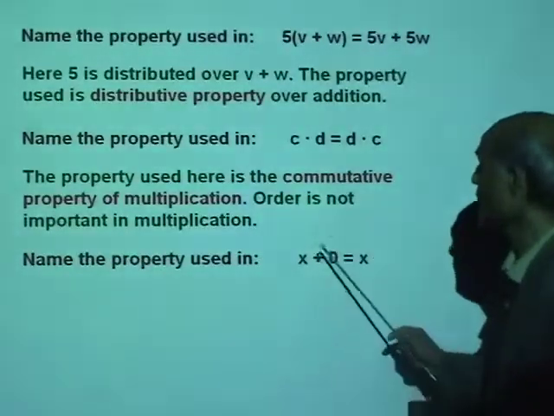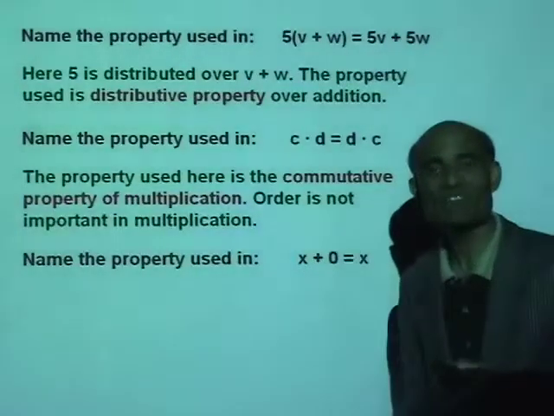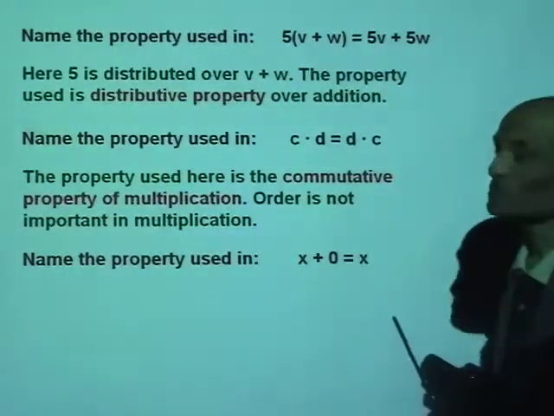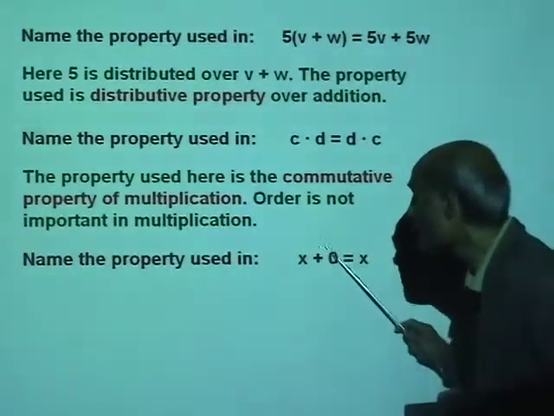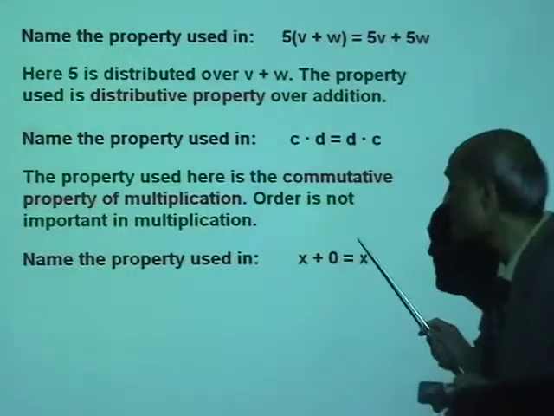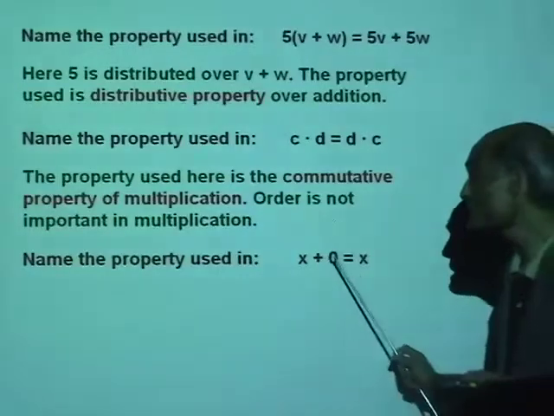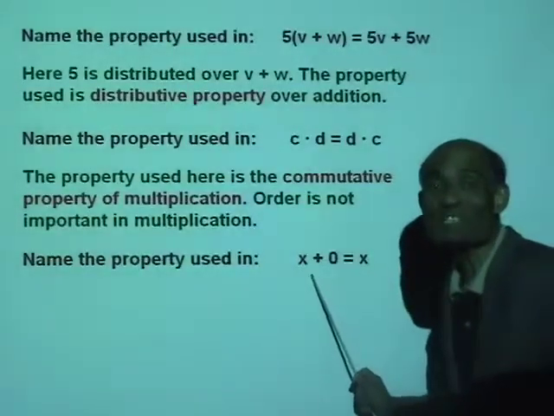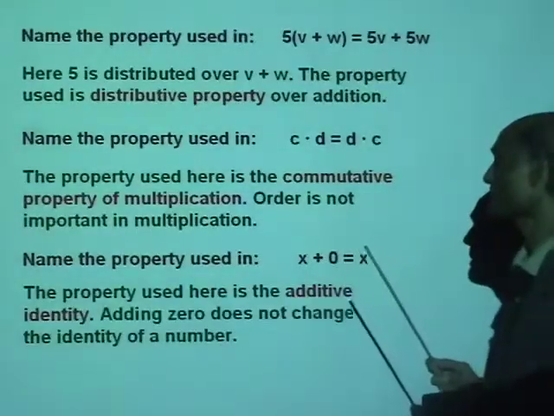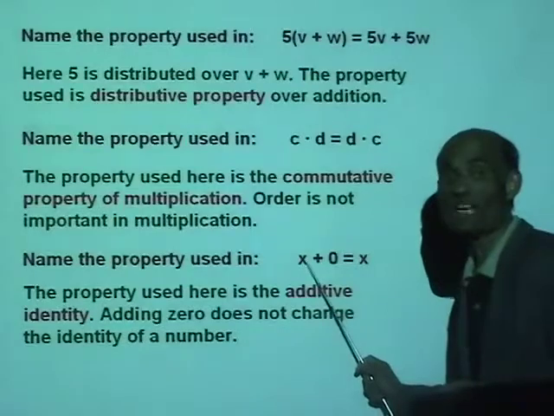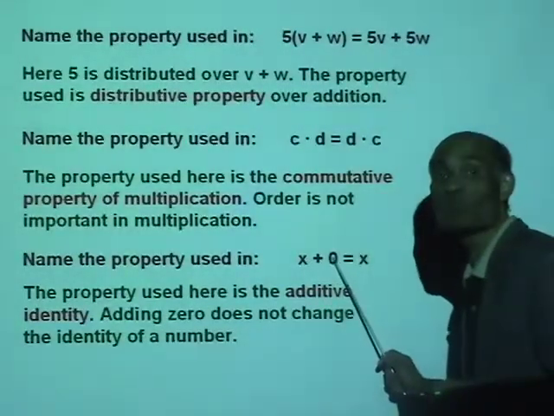How about this? X plus 0 equal to X. What is the property that we have used there? Well, we have added a real number to X, but the identity of X has not changed. So this is the additive identity property. X plus 0 equal to X. The identity of X has not changed, although we added a real number to it.